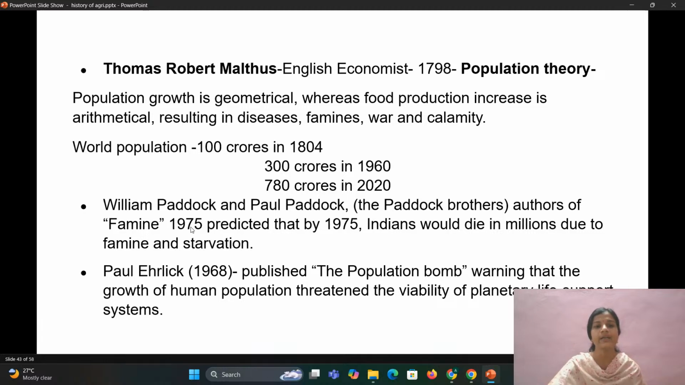Then another book was written by the Paddock brothers, William Paddock and Paul Paddock. Then there is another article that is known as Population Bomb, by Paul Ehrlich. All these articles or theories threatened that half of the human population or millions of people will die because of hunger, because of shortage of food.